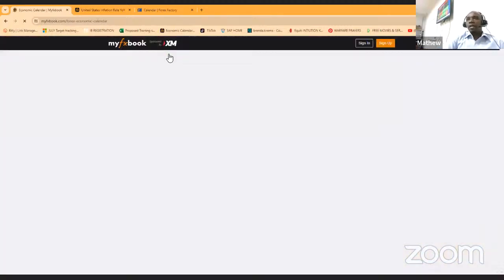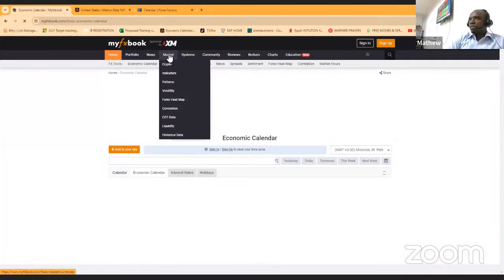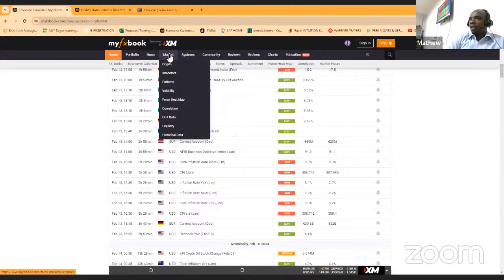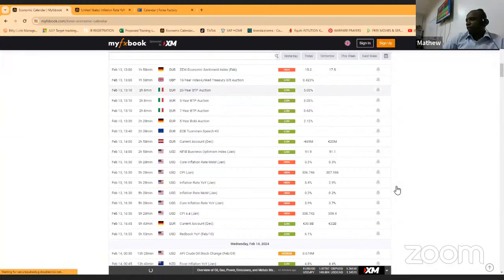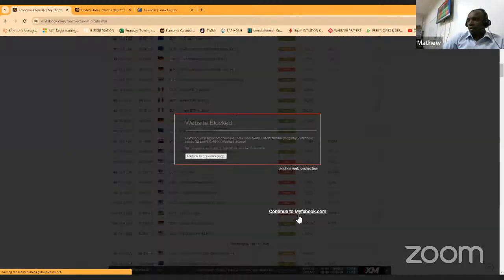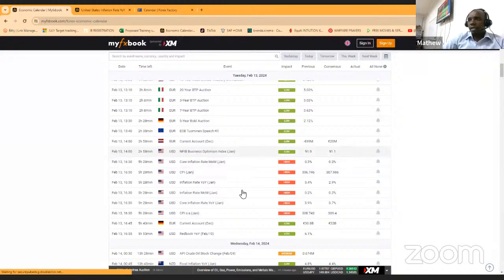So basically, I will be looking at my FX book. I'll be looking at my Forex Factory, and so right now we need to really look at the news later. If you look at the calendar right here, at 4:30, we have the core inflation rate month on month, January, and then we also have the USD CPI January. And then, of course, now we have this one, the inflation rate year on year, January.